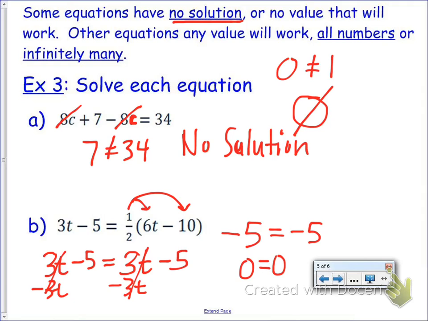So if it's a true equation and all the variables cancel out, then we use this symbol, the infinity symbol, to show that there are infinitely many solutions. So all numbers, all real numbers, will make this true. Those are the special cases, and you'll see this every once in a while. You may even see it on the test.